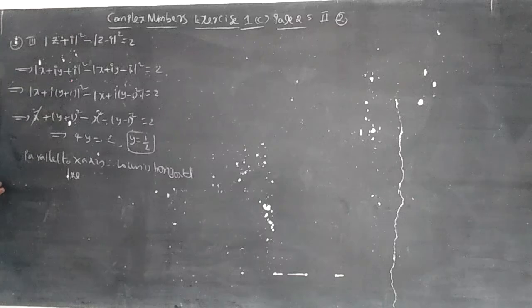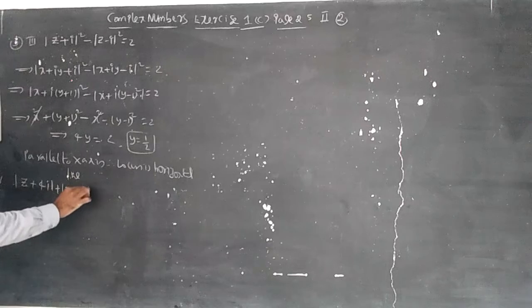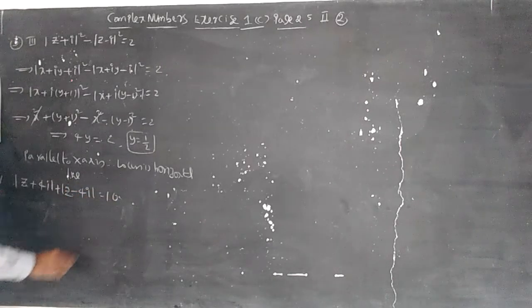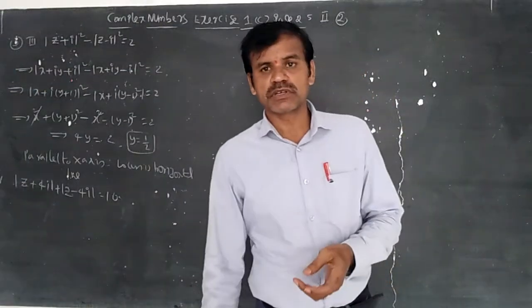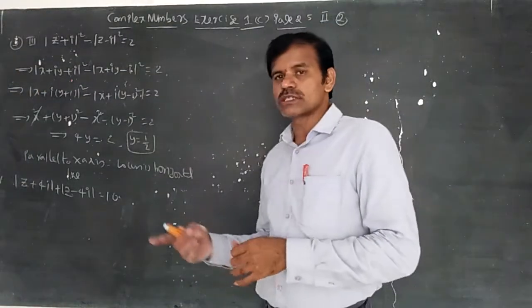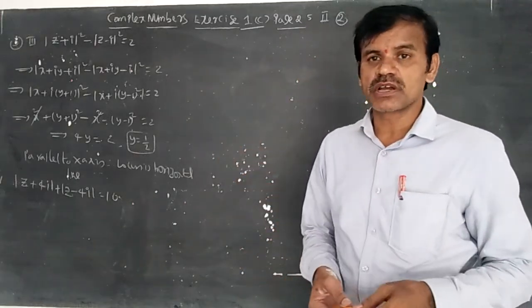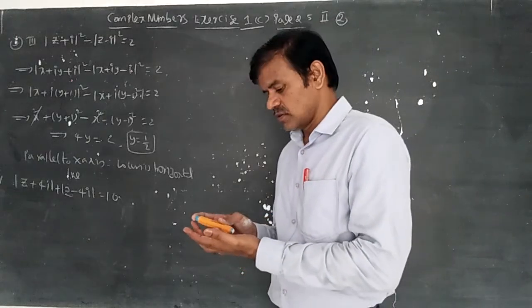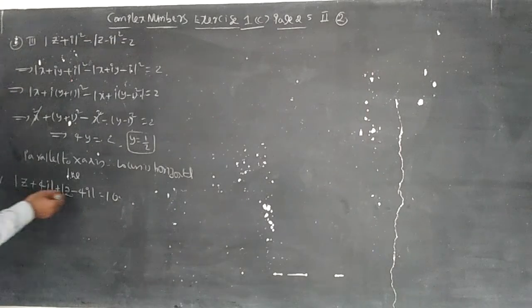Now, fourth question: modulus of z plus 4i plus modulus of z minus 4i is equal to 10. If you know the theory and concept about the equation of an ellipse and locus in first year, you can say directly it is an ellipse. Formula: PA plus PB is equal to k, where k is greater than AB. So k greater than 4 plus 4, that is 8, k greater than AB is an ellipse.